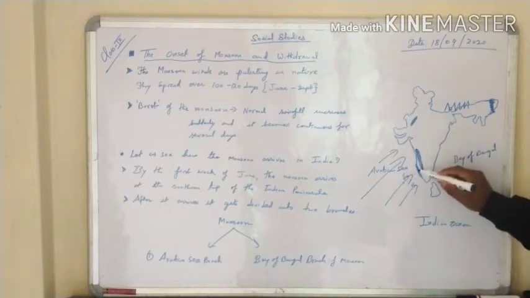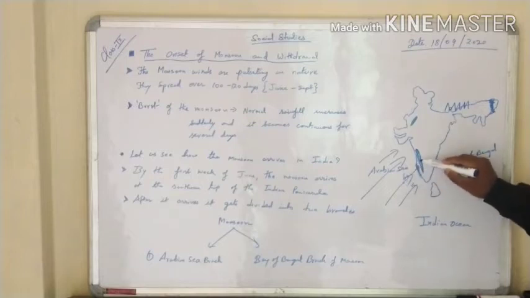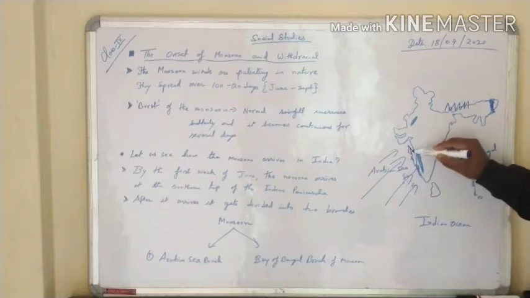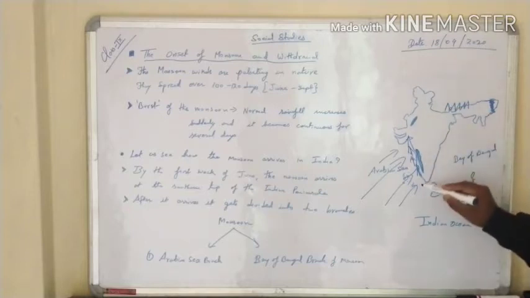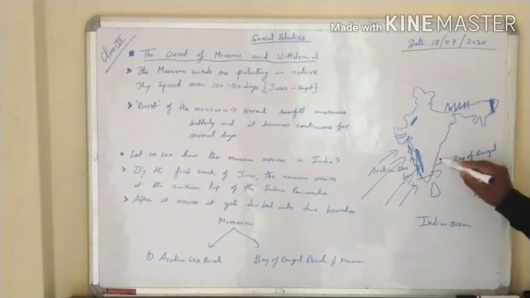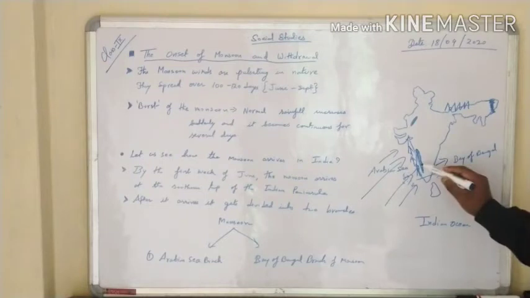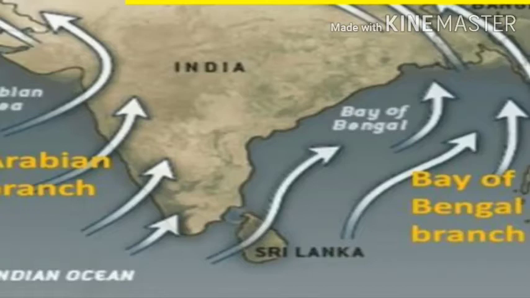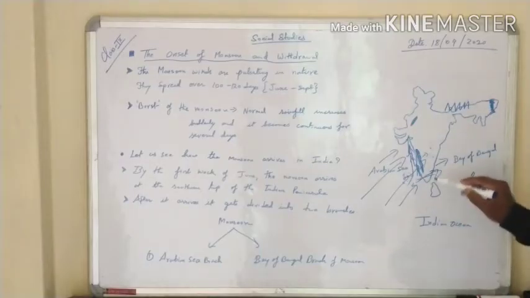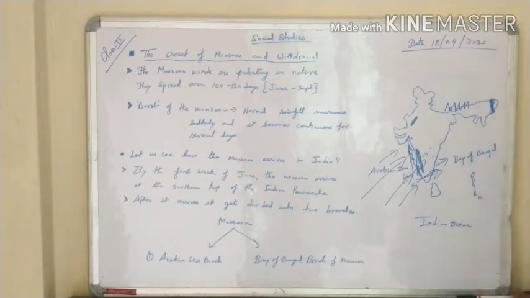When it reaches the coastal areas of the southern tip of our country, it collides with the Western Ghats. At that time it splits into two parts. The first part goes towards the north, and another part passes towards the Bay of Bengal. Some portion crosses the Ghats and gives rain in the nearby areas. The wind that goes towards the Bay of Bengal continues to move upward.